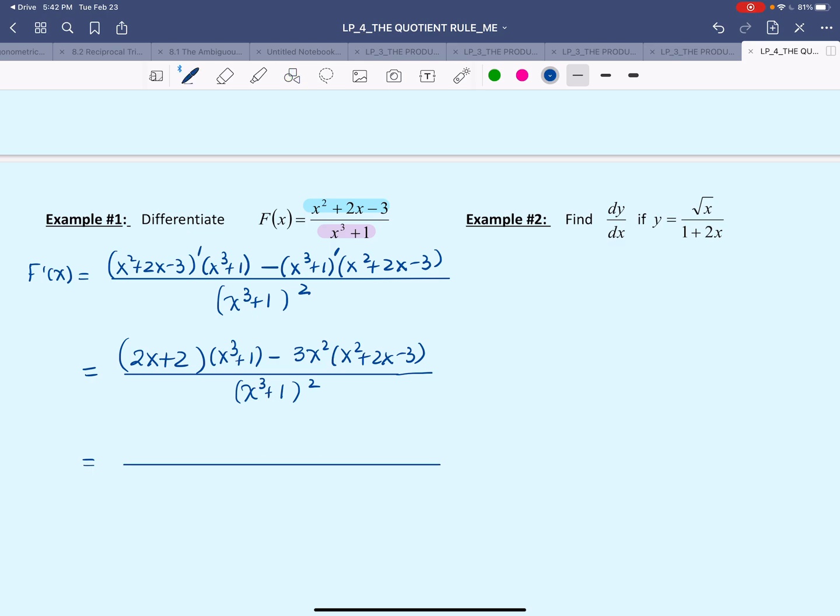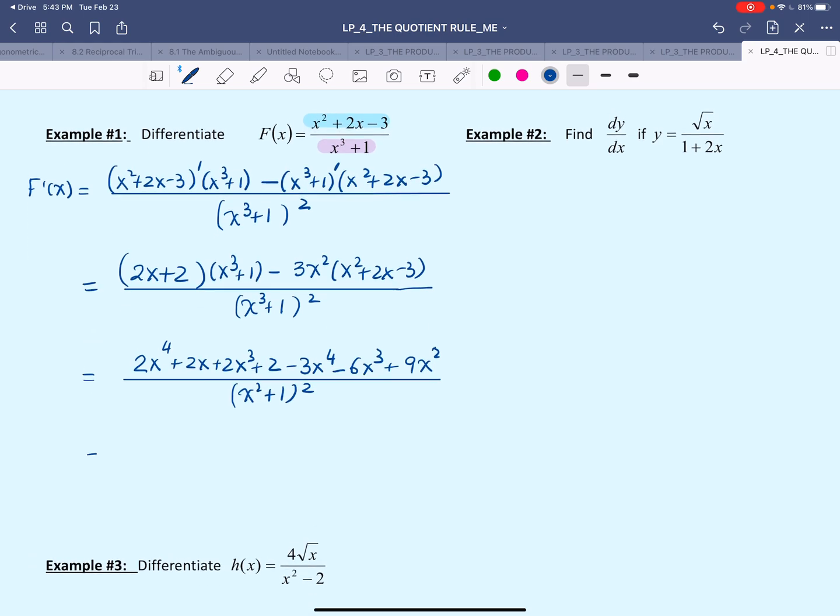Now we have to expand and simplify, and as we have mentioned in the past, differentiating has a lot of algebra, so algebra will always be on the way. We just have to embrace it and be prepared for it and ready. So 2x to the 4 plus 2x plus 2x cubed plus 2 minus 3x to the 4 minus 6x cubed plus 9x squared. Very easy to miss terms, okay? So stay focused and always double check.